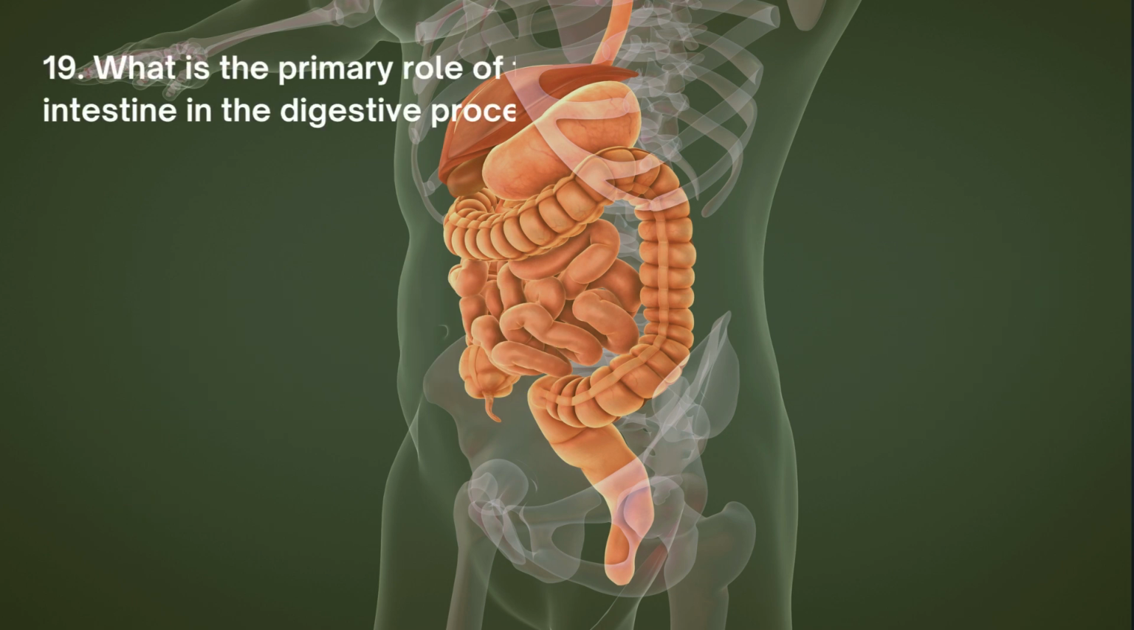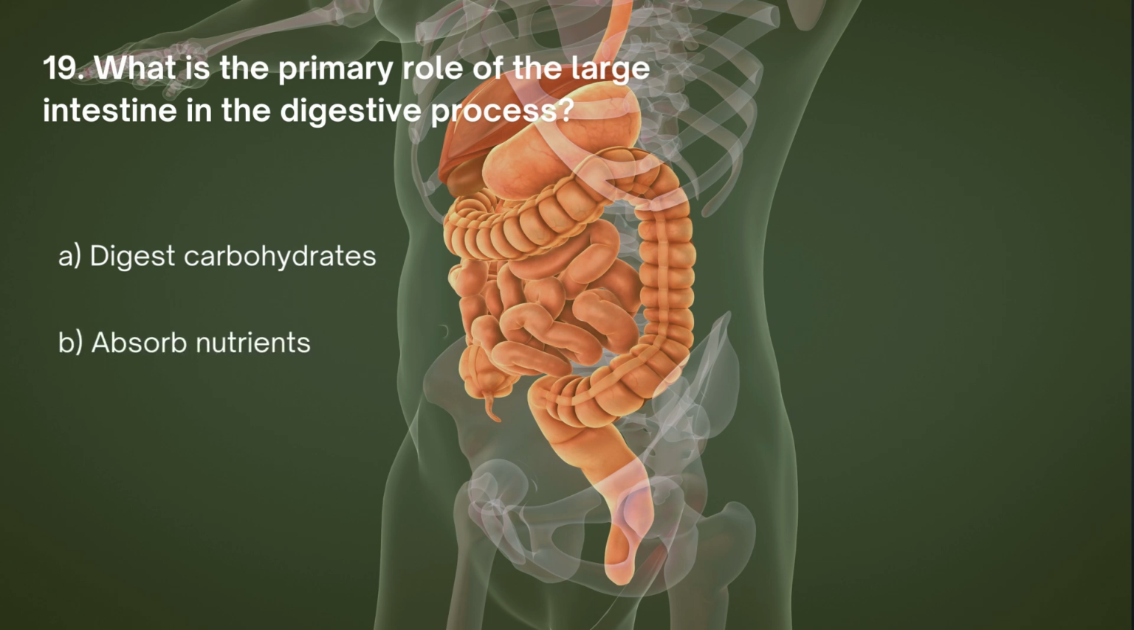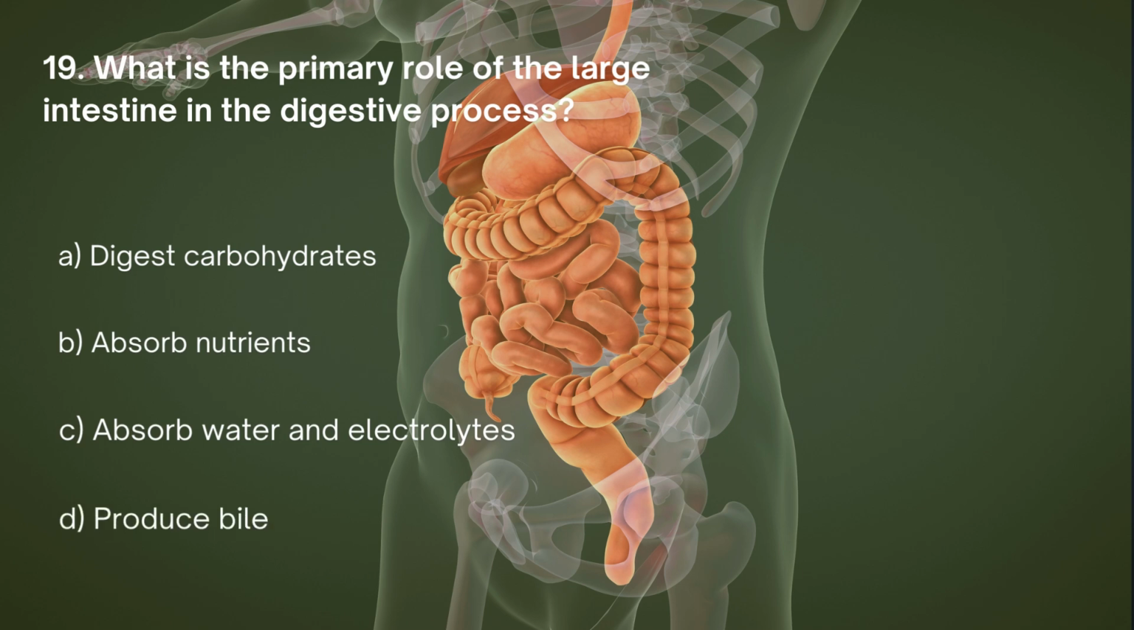19. What is the primary role of the large intestine in the digestive process? A. Digest carbohydrates. B. Absorb nutrients. C. Absorb water and electrolytes. D. Produce bile.